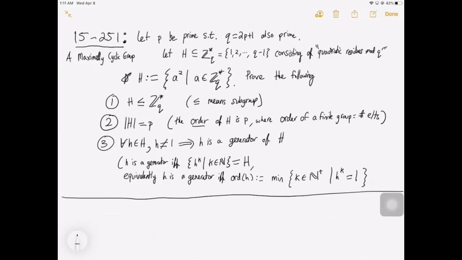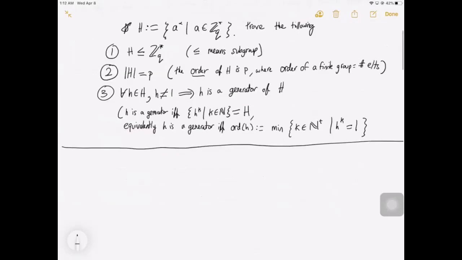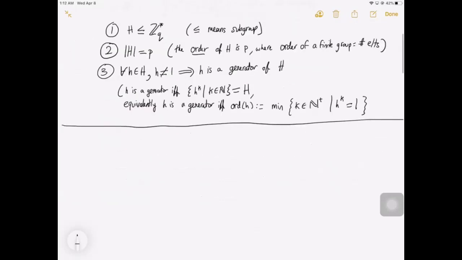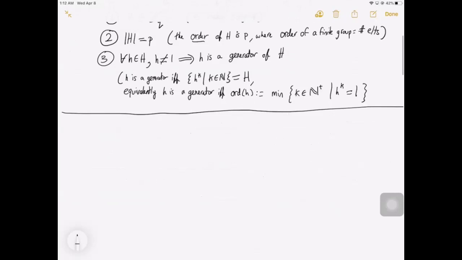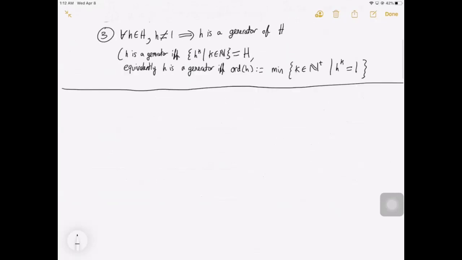So what does it mean for an element to be a generator of H? Well, you are a generator if you can take powers of yourself and eventually see all the elements of the entire group. So h to the k for k in the naturals is equal to H. Sorry, I should have differentiated between little and big H. I'll try to do so in the future. Cool. So let's try and prove these three things.